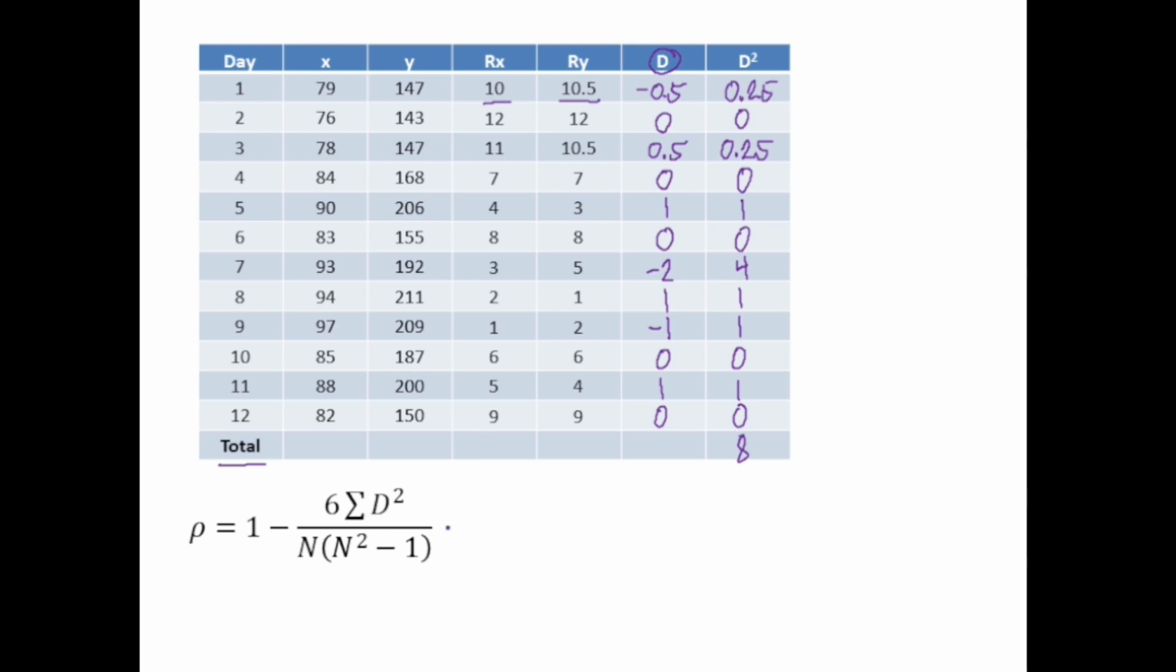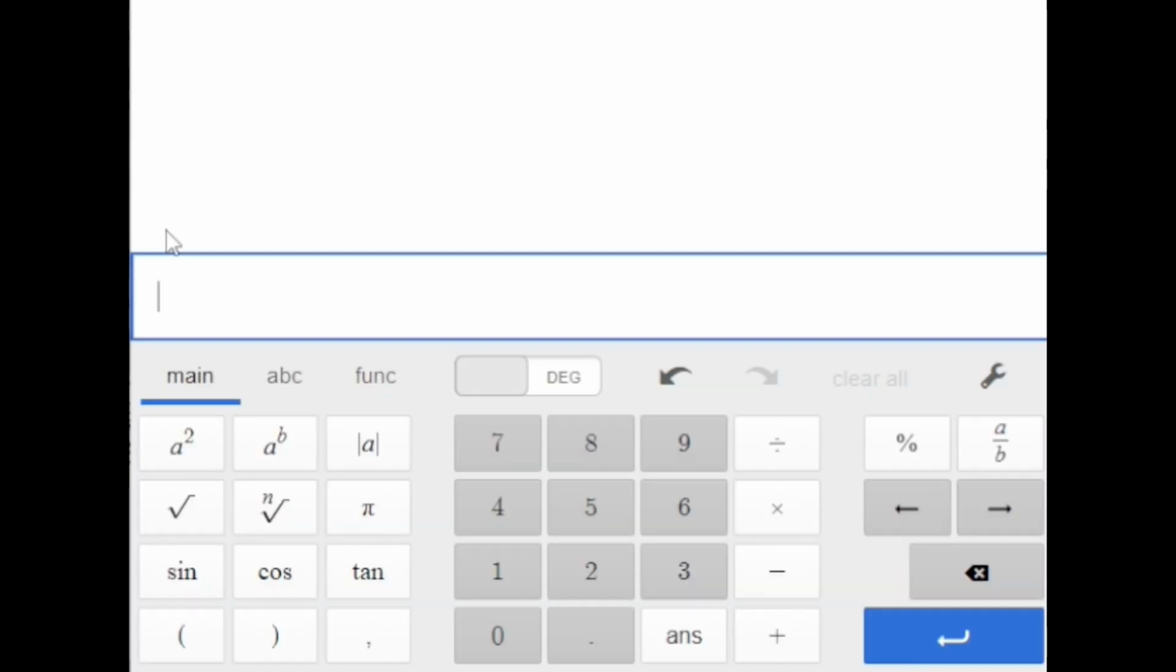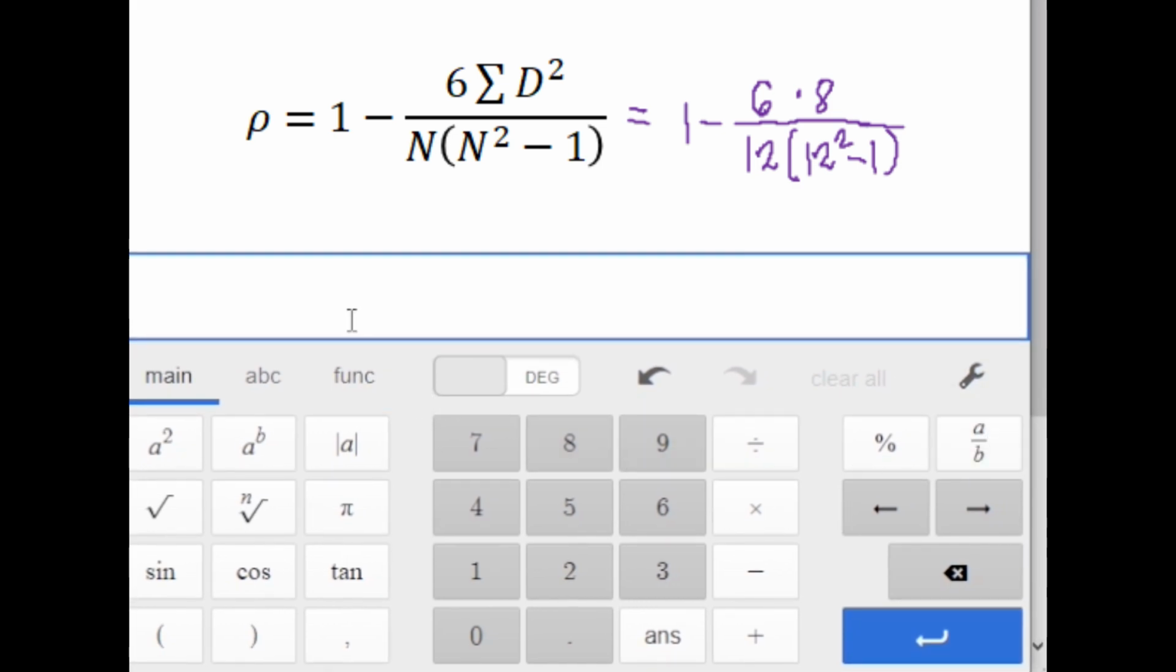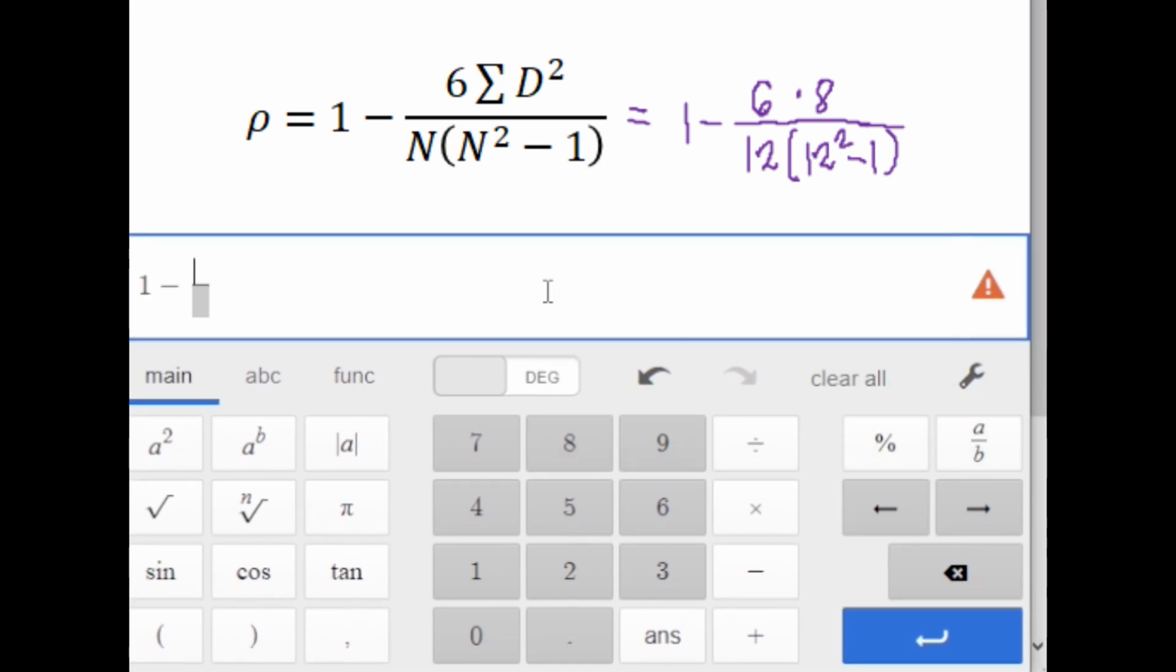Kailangan na lang po natin i-substitute po dito sa ating formula. So, ito ay 1 minus 6 times summation of d square, that is 8. So, ito ay times 8 all over 12 times 12 square minus 1. Okay, yan po yung ipopress natin sa ating calculator. Okay, dito sa ating calculator, fraction, 1 minus, okay, kailangan po natin ng fraction.